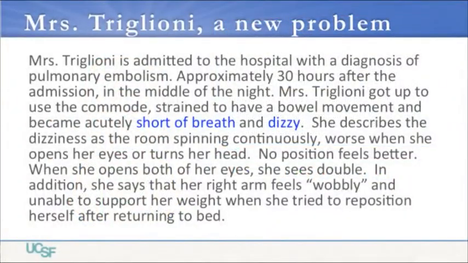About 30 hours or a day and a half into her hospitalization, in the middle of the night, Mrs. Triglione got up to use the commode, strained to have a bowel movement, and became acutely short of breath and very dizzy, described as room spinning continuously. She said that the dizziness or vertigo was worse when she opened her eyes and turned her head, and she was unable to get comfortable regardless of what position she laid in. When she opened both her eyes, she complained of feeling double, and in addition, she says that her right arm feels very wobbly, and she was unable to support her weight on it when she tried to reposition herself after returning to bed.